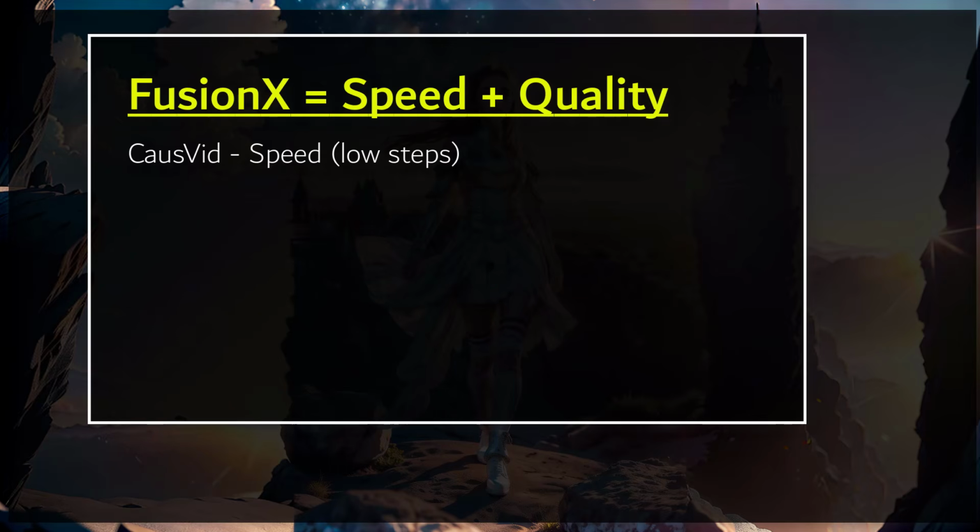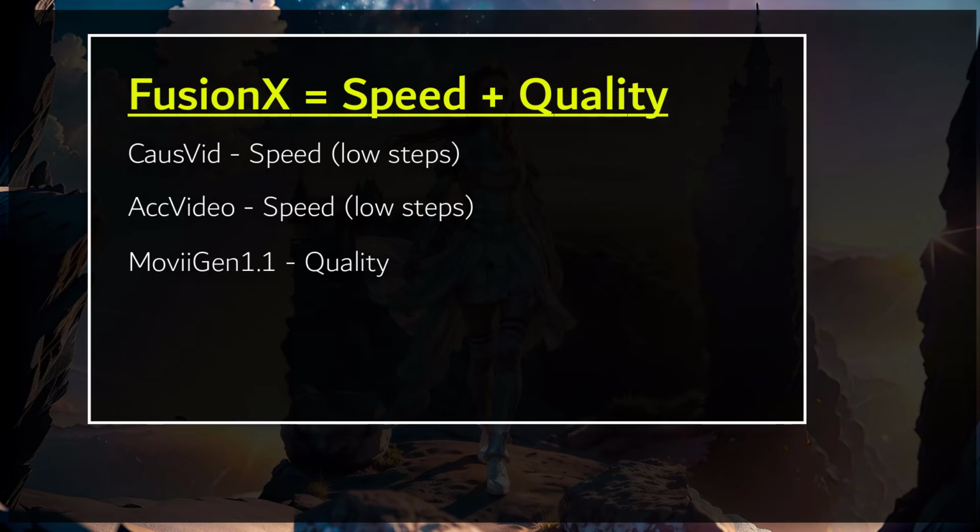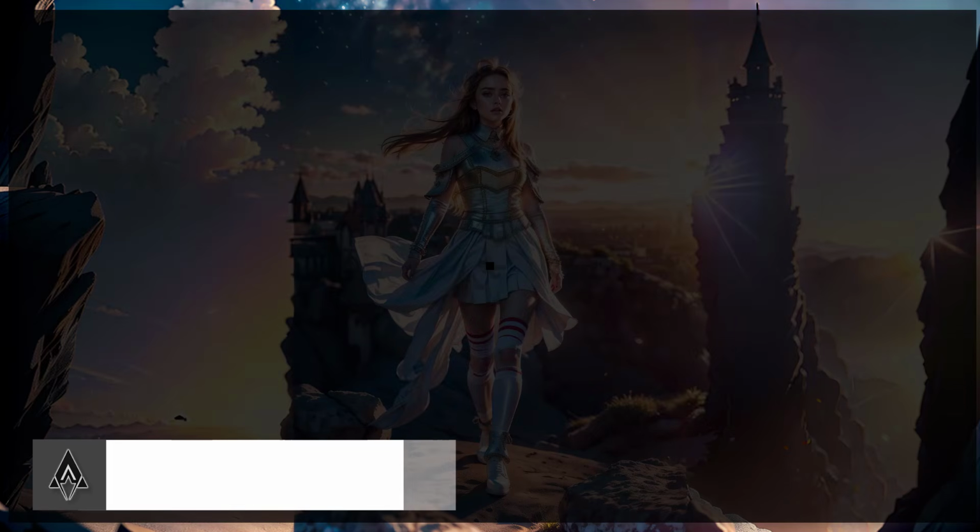There's also the FusionX, which gives us speed and quality. FusionX is a mix of multiple elements together. You have CausVID, which is for speed, including the low step count. AccVideo, which is basically also for speed with the low step count. You have the Movie Gen, which is mainly for the quality aspect of it. And then you have the Reward LoRA, which is also for quality. All of these combined together gives it a faster and higher quality video generation.